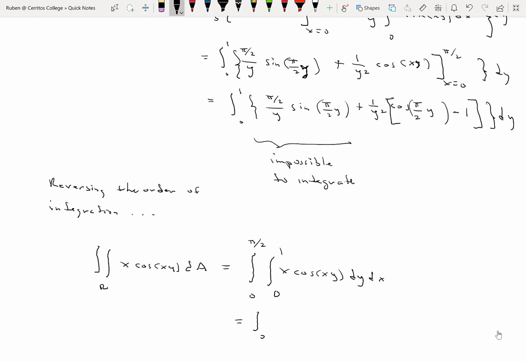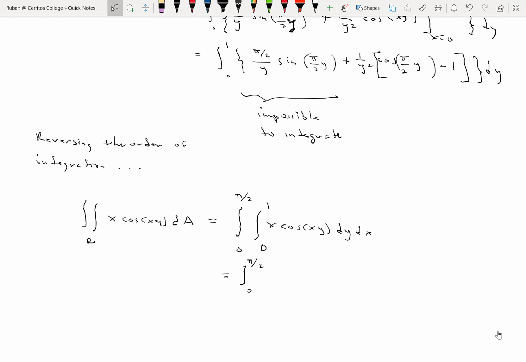Let's take a look at the inner integral in this iterated integral. We're integrating now first with respect to y. That means x is held fixed. X is constant. So the x in the first integral is constant. It factors out of the integration process. We're just integrating the cosine of xy with respect to y. That's simply 1 over x times the sine of xy. And then that's carried as y varies between 0 and 1. Then integrate that with respect to x.